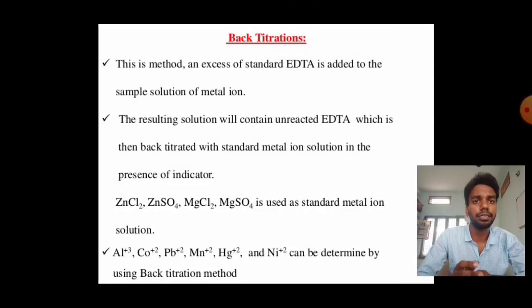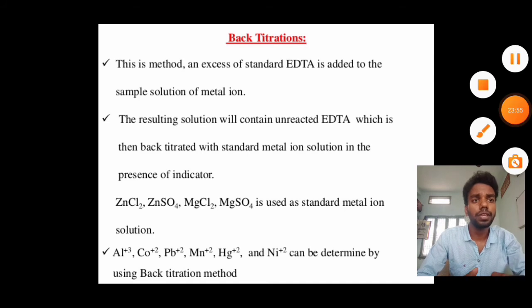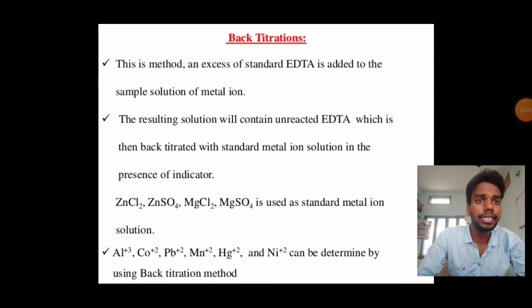And now the back titration method. Back titration is performed when complexation is very slow or very inert, or when a suitable indicator is not available for that complexation. In those conditions, you do not perform the direct titration with the EDTA. In that case, you have to perform back titration. So what is back titration?